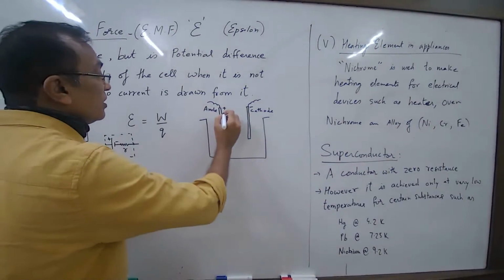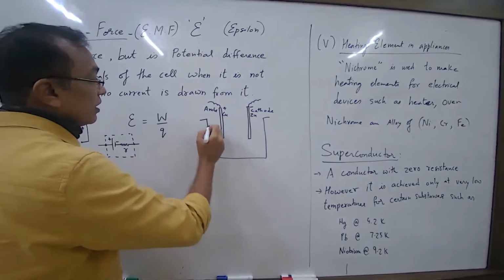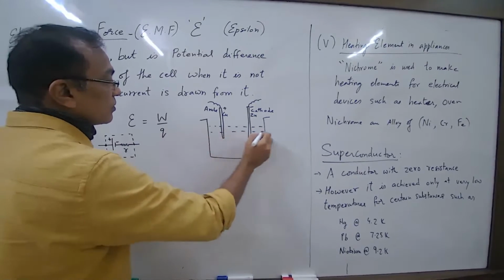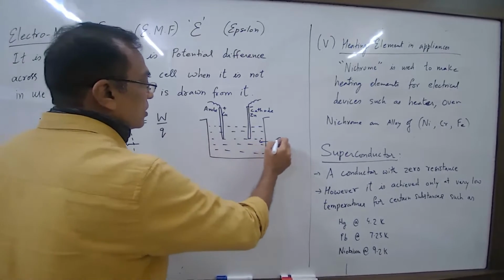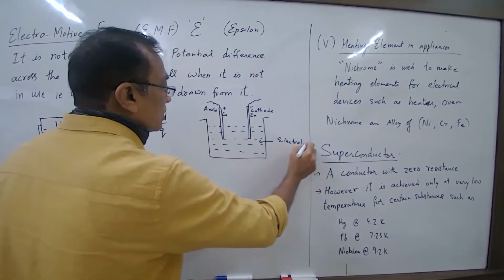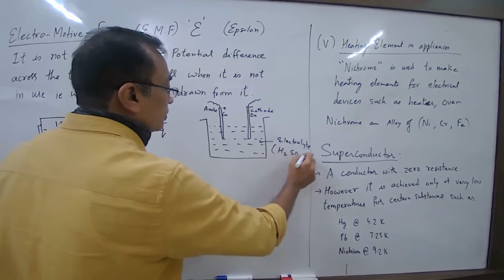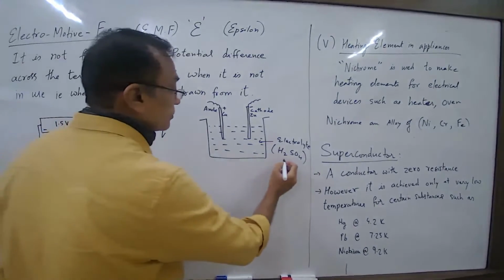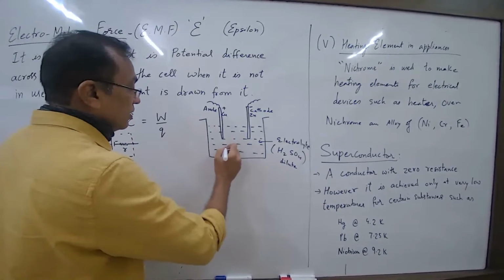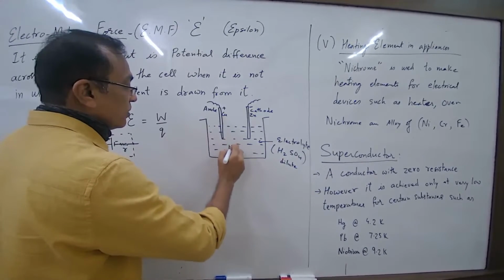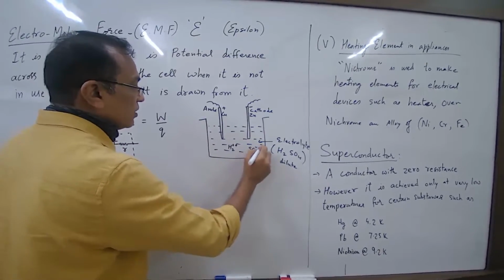These electrodes are generally, one is made up of copper, the other is made up of zinc, let us say. Okay. And then you have electrolyte. What is electrolyte? It is a conductor. It is an aqueous solution of some dilute acid. In aqueous form, it will exist as ions, positive ions and negative ions.